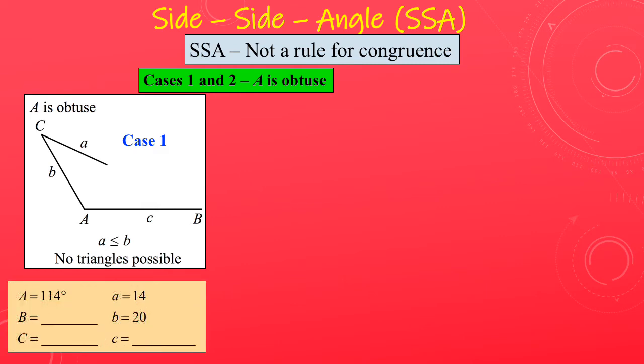Looking at the example below it, we see that angle A is equal to 114 degrees, little a is equal to 14, and little b is equal to 20. Based upon the situation that is given, this must be case 1, and there is no such triangle possible.